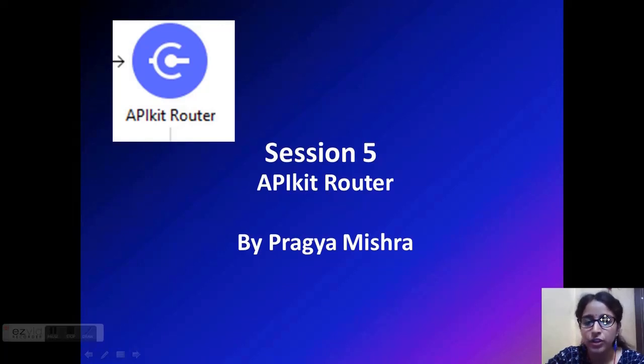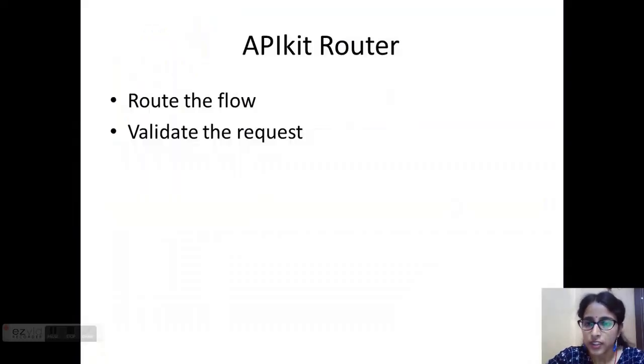So in session 5 we are going to see how we can use the API Kit router within our MuleFlow. So let's start. What is the API Kit router? Generally, guys, we use the API Kit router whenever we want to route our flow, and it is also useful to validate our request payload as well.